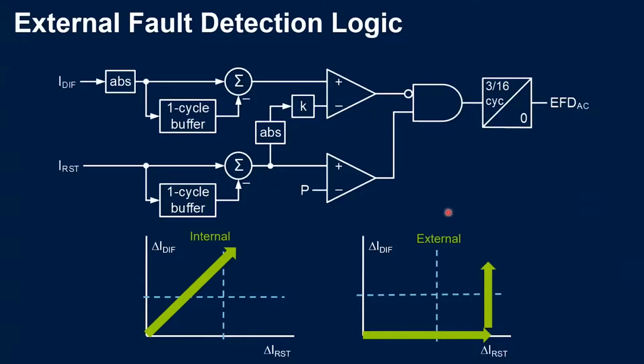But the logic, what it does is that it compares the restraint and the differential current in the present moment in comparison with one cycle before. So what it's seeing is the increase in the restraint and the increase in the differential. So if we have an increase in the restraint current, we'll give a 1 to this AND gate. And if we have no differential increase, we will see a 1 here on the upper side of the logic. So with this NOT, it will activate after 3/16 of a power cycle. We'll declare an external fault detection, okay, which is the external fault. If the fault is internal, we'll see an increment in the differential also, and this should not be activated.